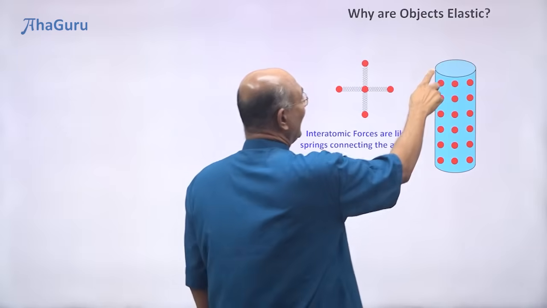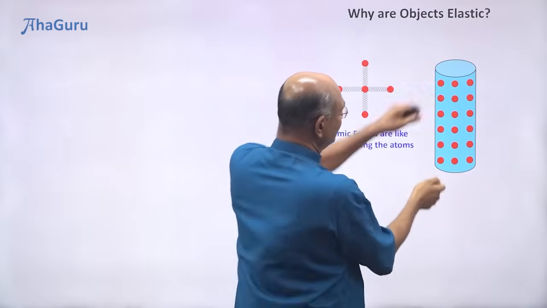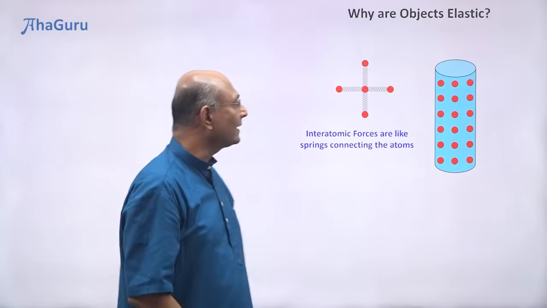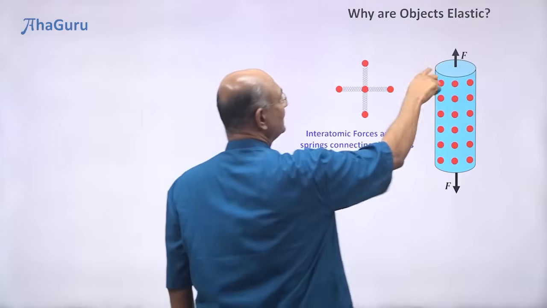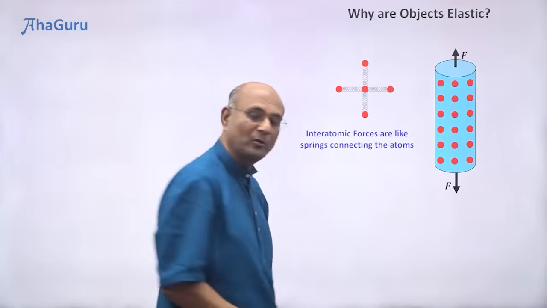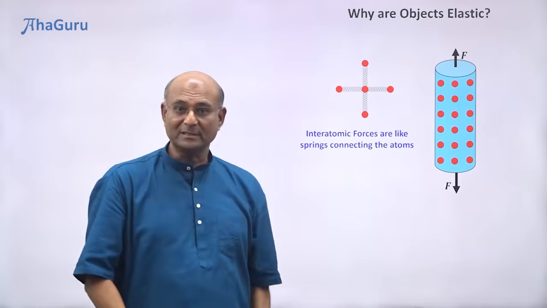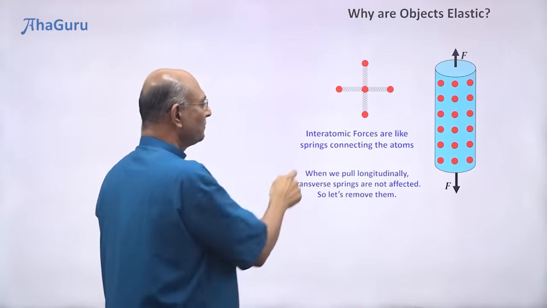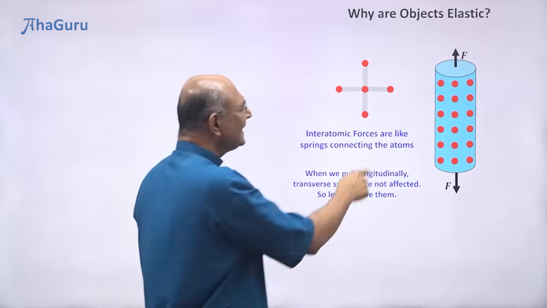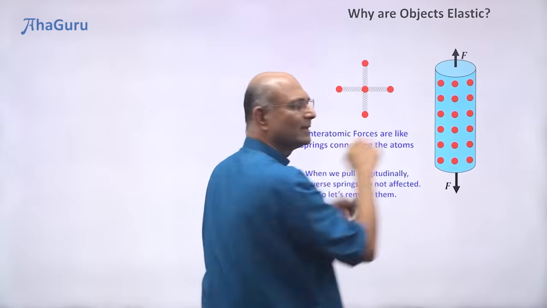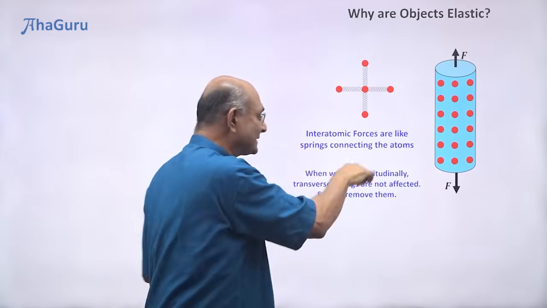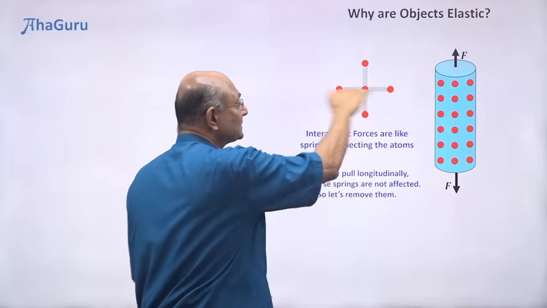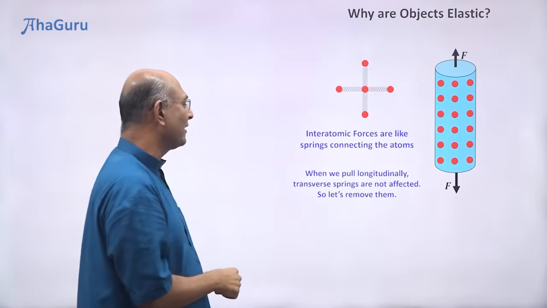Now, I am interested in pulling this steel cylinder up and down like this. This part I am going to pull up and this part I am going to pull down. So vertical forces, since it's along the length, I am going to say longitudinal forces. Because we are pulling it longitudinally, it does not affect the distances in the perpendicular direction. Basically, the transverse springs are not affected.